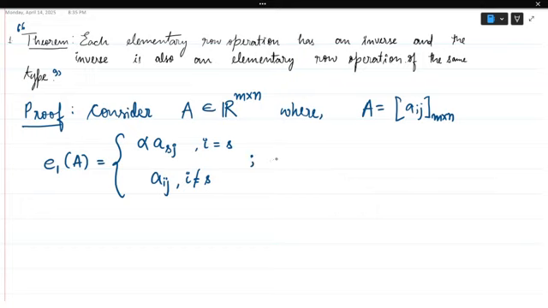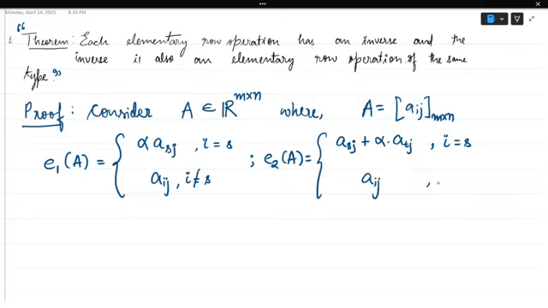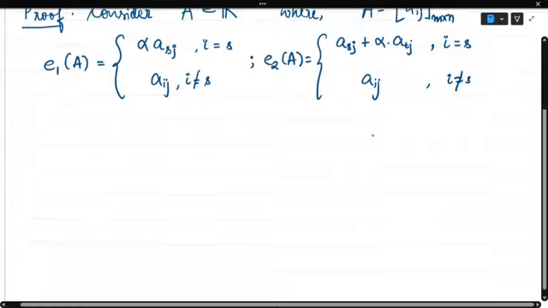In a similar manner, we have a second elementary row operation given by the property Asj plus alpha times Atj when i is equal to s, and simply Aij when i is not equal to s. Right? We multiply alpha with the tth row and add it to the sth row, and we get this.